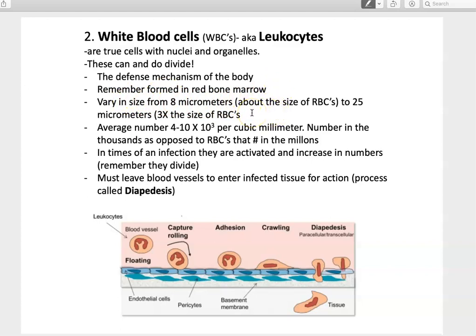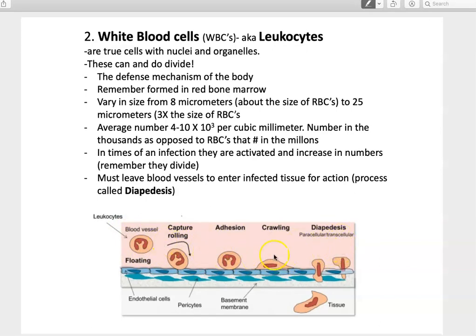Now, the size of these white blood cells can vary. They can be close to the size of a red blood cell to three times the size of the red blood cell. And that's going to be important because it's one of the ways, when you're looking at them on a blood smear, you look at the size relative to the red blood cell. Now, the average number of white blood cells in your body at a normal time when you don't have an infection is about 4 to 10 times 10 to the third. So this is 4 to 10,000 white blood cells per cubic millimeter, much less than the millions of RBCs that we have. So they're just flowing around in your blood.